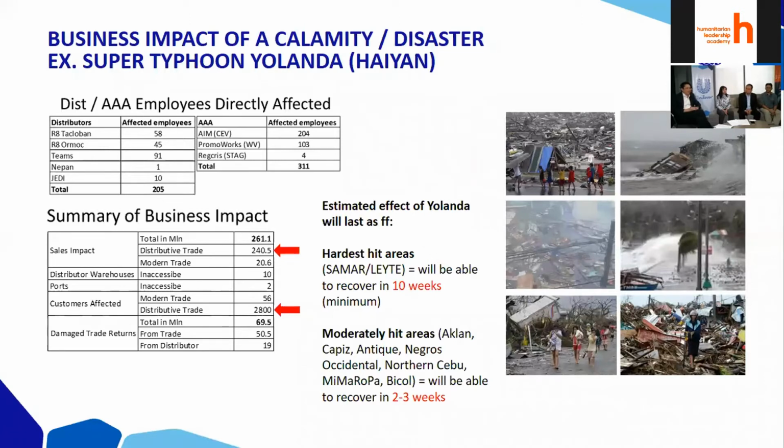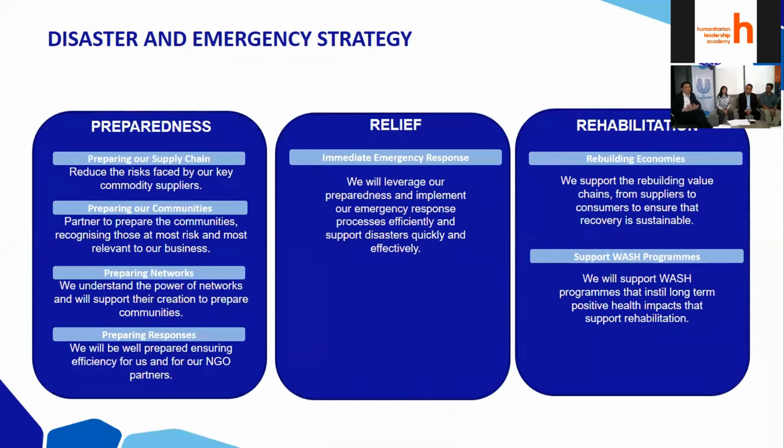And what's good is that we do have a plan. Our plan is captured in three main buckets: preparedness, relief, and rehabilitation. The whole agenda is to make sure that we accelerate or expand our impact on these three areas, and we have stipulated how we're going to play in each of those areas.